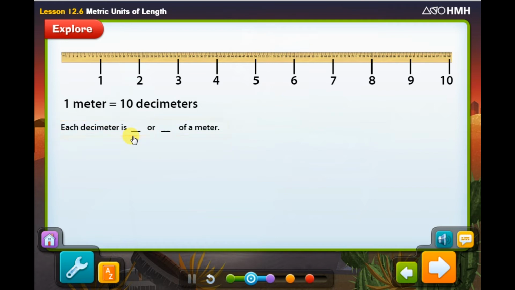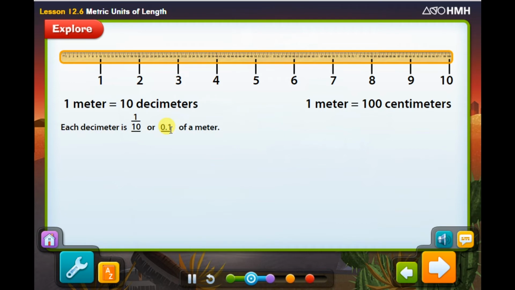And this as a decimal is 1/10, right? So you write it 0.1, 1/10. Each decimeter is 1/10 of 1 meter. 1/10 can be written as a fraction or as a decimal.